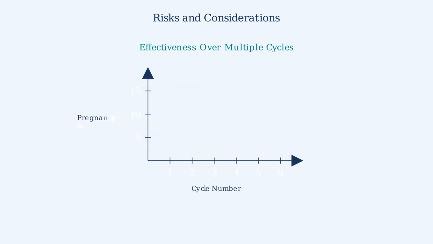The effectiveness of Clomid tends to decrease with each successive treatment cycle. If pregnancy hasn't occurred after 6 cycles, alternative treatments should be considered. Understanding these risks and considerations is essential for making informed decisions about Clomid treatment. Always discuss these factors with your healthcare provider.